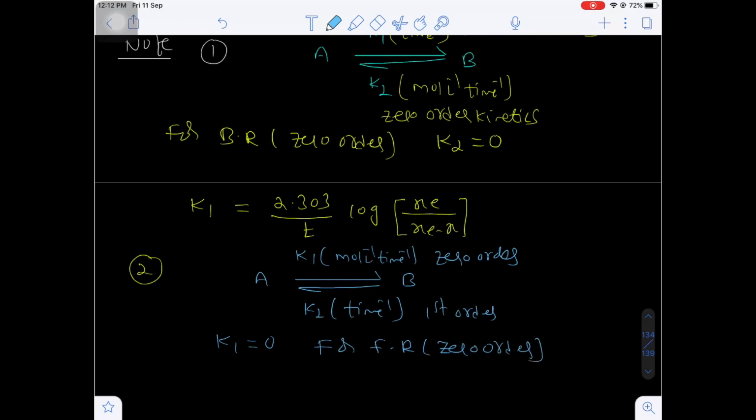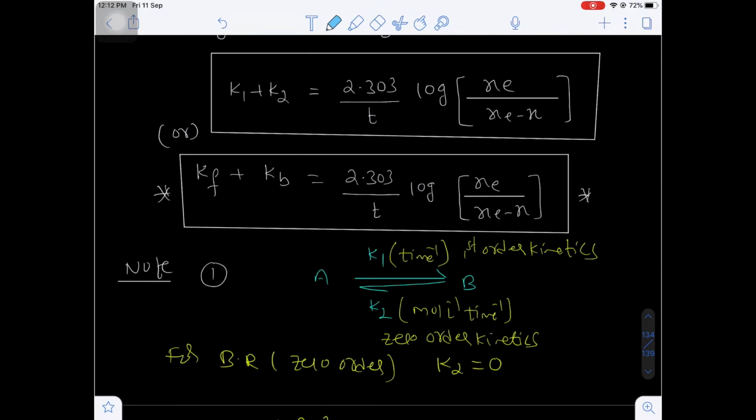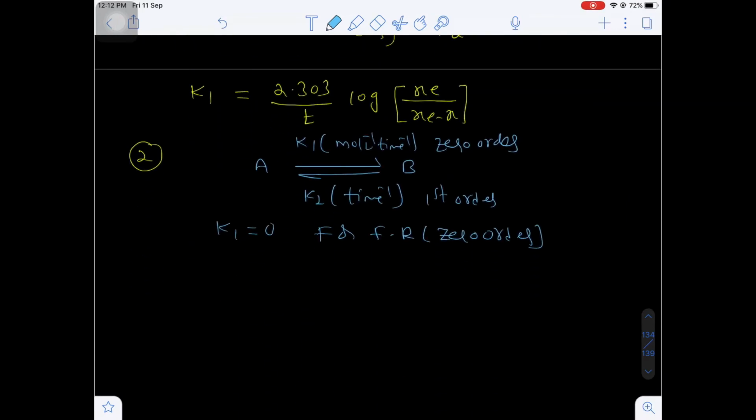So if you take the general formula, K1 plus K2 is equal to 2.303 by t log of Xe by Xe minus X, where we have to put the K1 value 0. So I am directly writing K2 is equal to 2.303 by t logarithm of Xe divided by Xe minus X. Are you getting my point? This is another application. Are you getting my point?